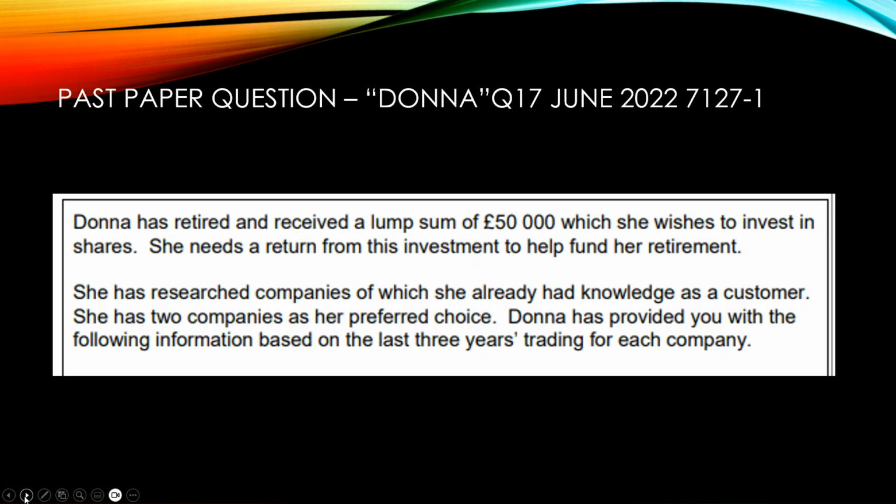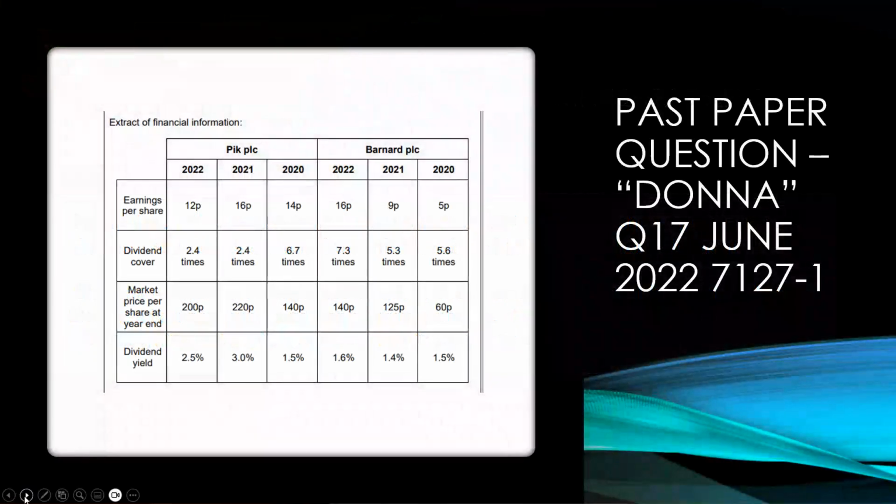Okay, so she's got £50,000. It's her retirement fund, so she probably can't afford to lose it. She wants a return, she wants income, so return is profit, in this case, income. And she's got 2 companies she's come up with. She's a customer of both of them, and she's given you 3 years' worth of trading figures, which will help us to spot some trends. Okay, so this is the financial information.